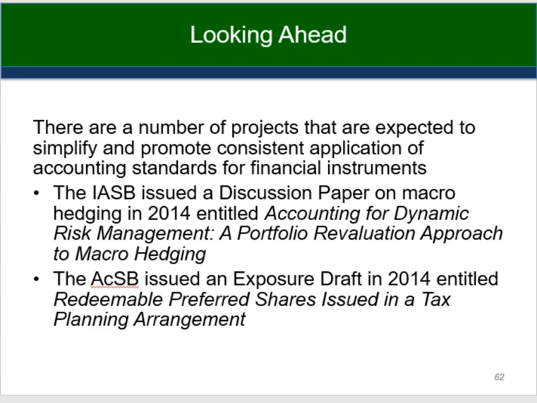The Accounting Standards Board issued an exposure draft in 2014 entitled Redeemable Preferred Shares Issued in a Tax Planning Arrangement. So if you're interested in that, the Accounting Standards Board was deliberating the issues related to this type of preferred share when the text went to print. So it may or may not have been completed.